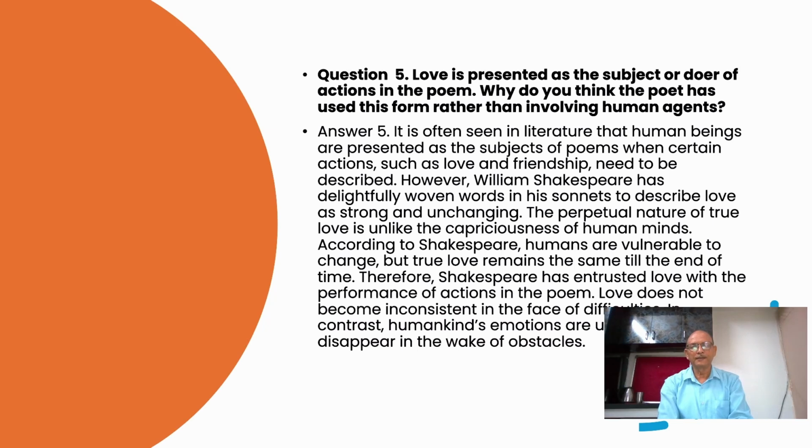However, William Shakespeare has delightfully used words in his sonnet to describe love as strong and unchanging. The perpetual nature of true love is unlike the capriciousness of human minds. According to Shakespeare, humans are vulnerable to change, but true love remains the same till the end of time. Therefore, Shakespeare has entrusted love with the performance of actions in the poem. Love does not become inconsistent in the face of difficulties. In contrast, humankind's emotions are unstable and can disappear in the wake of obstacles.